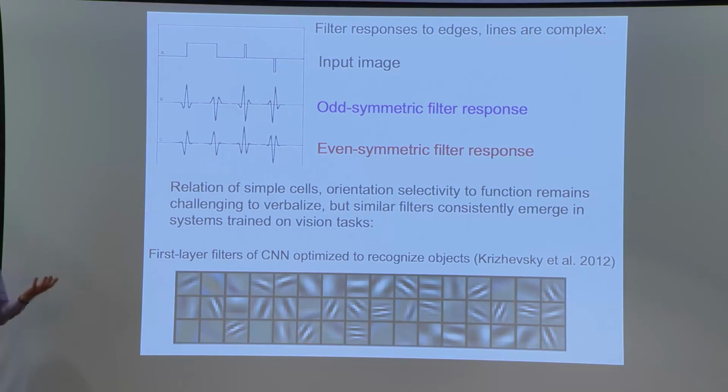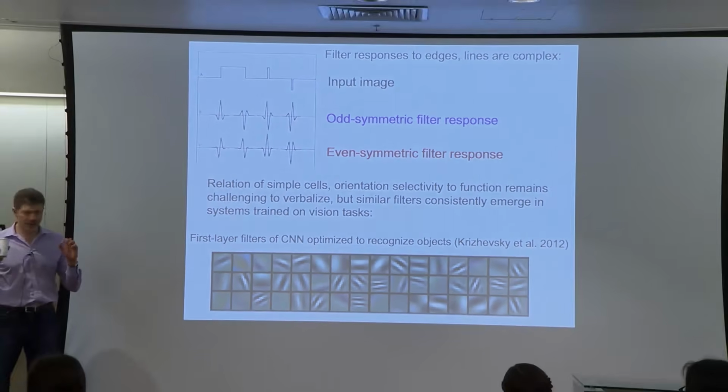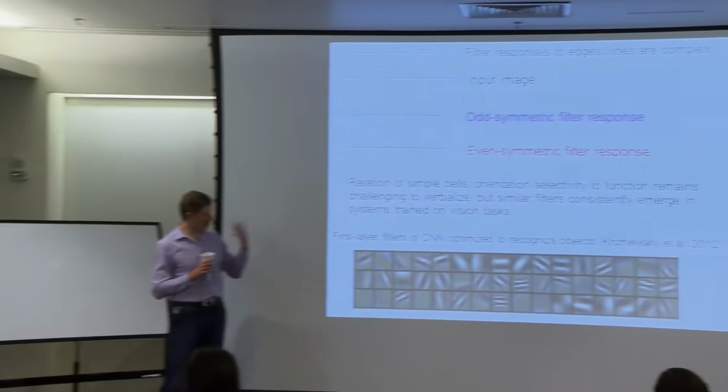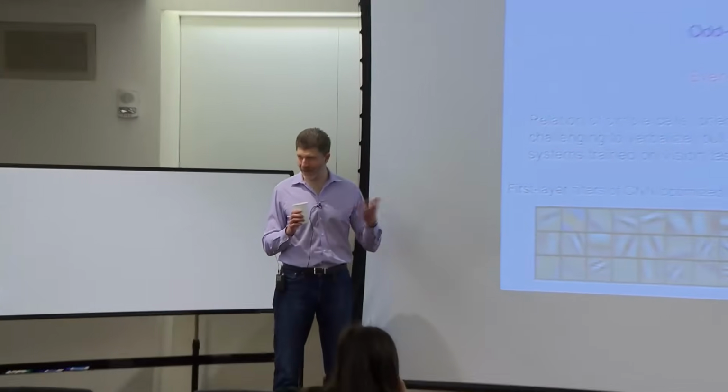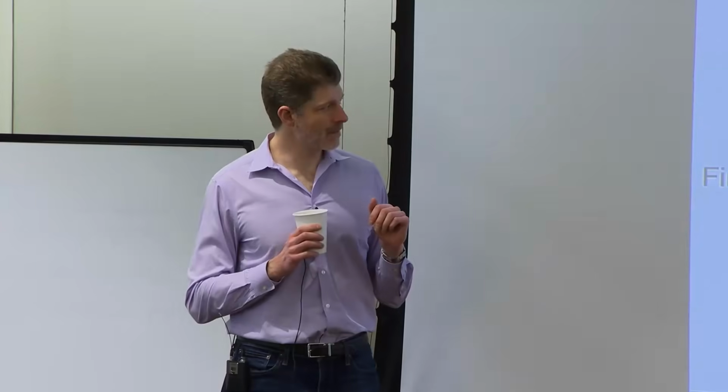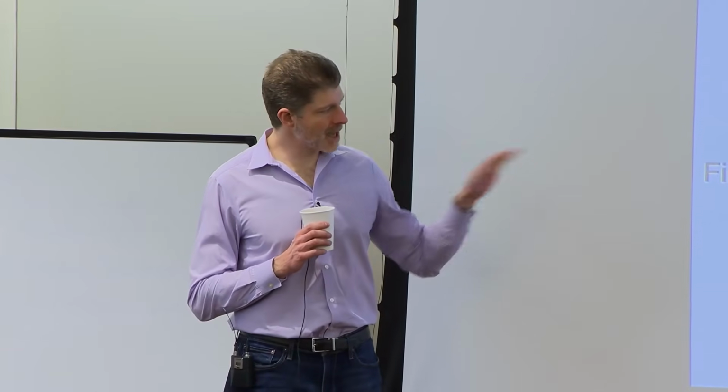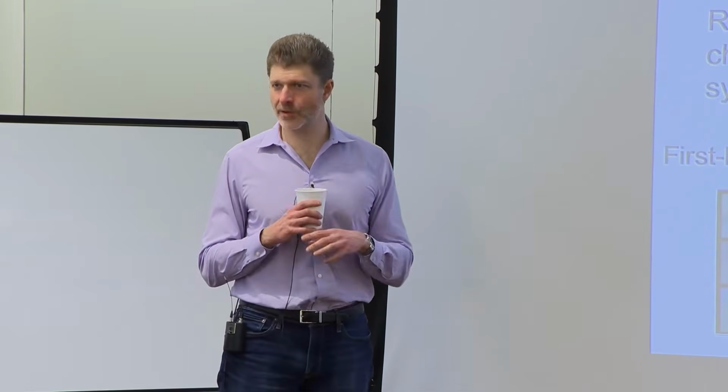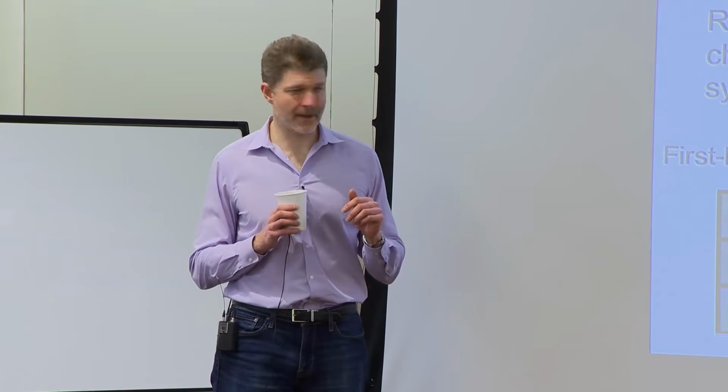And so I would say, there have been multiple iterations of attempts to explain and understand orientation selectivity in computational terms, some of which are beyond the scope of the class. I would say the relation of simple cells and orientation selectivity to function remains challenging to verbalize, to explain in an intuitive way. But it's nonetheless the case that similar looking filters pretty consistently emerge in the initial stages of systems that are trained on vision tasks, okay?